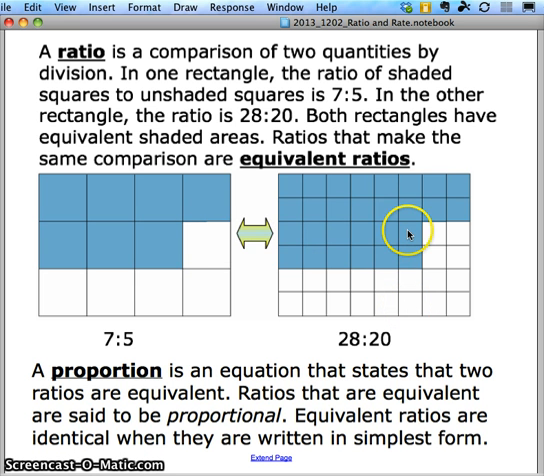If you have two ratios that are the same, they're equivalent ratios, they'd also make equivalent fractions. 7/5 is the same thing as 28/20. And a proportion is an equation that states two ratios are equivalent. Ratios that are equivalent are proportional, and we would put an equal sign in between the two.